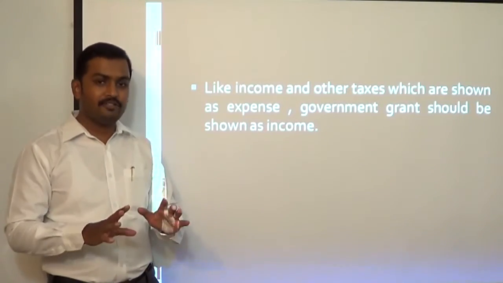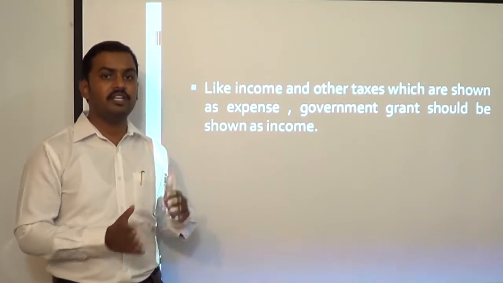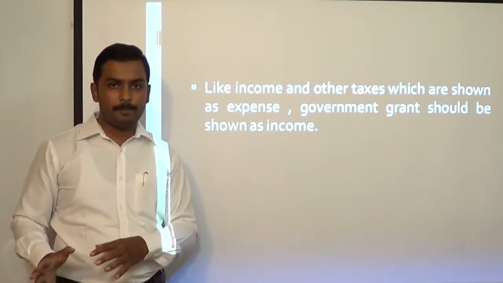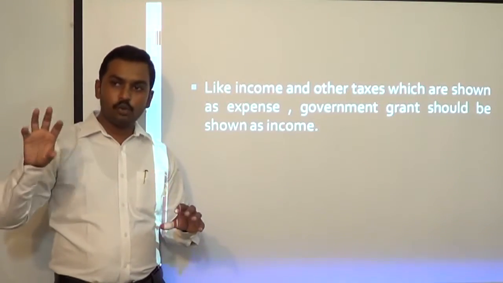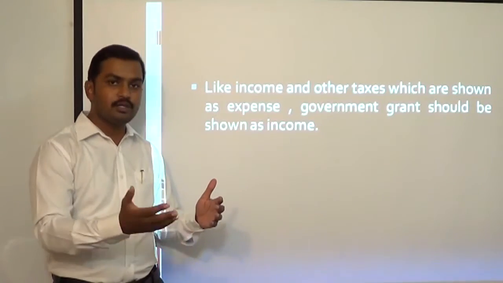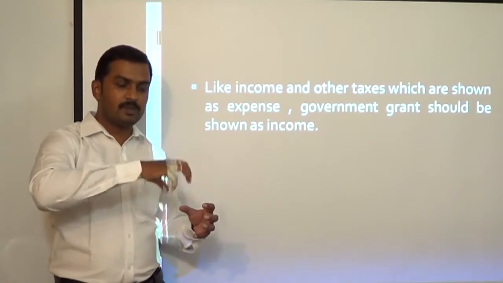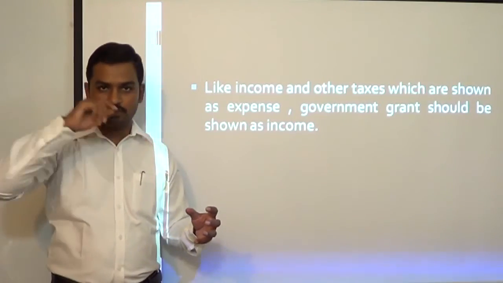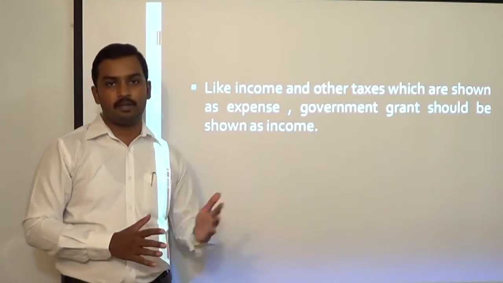Okay. Widely followed, the International Accounting Standard 20 and Ind AS 20 are in favor of the income approach. So we cannot use the capital approach. Whenever we receive a government grant, we have to make it into deferred income and gradually release it to P&L account in proportion of the expenses which are debited to P&L account. And these expenses are incurred to fulfill those conditions attached to the government grant. So we are in favor of income approach, not the capital approach. Okay.